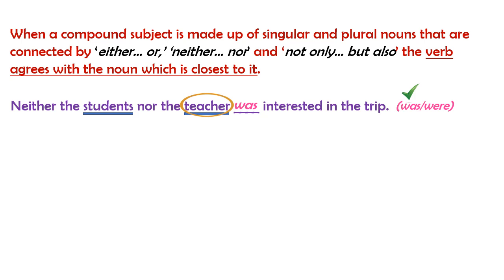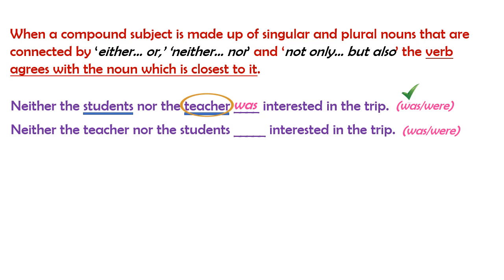Now the same sentence can be rewritten like this. Neither the teacher nor the students dash interested in the trip. Here, which subject is closer to the verb? It is students. It is a plural subject. So we use the plural verb were. Neither the teacher nor the students were interested in the trip.